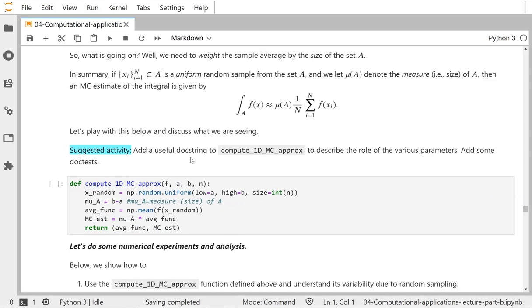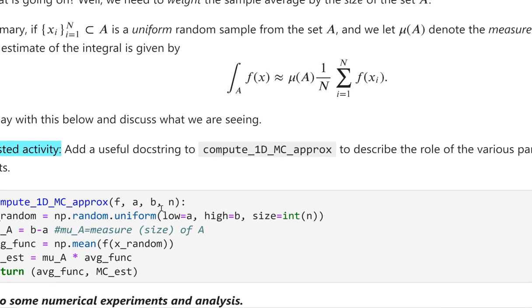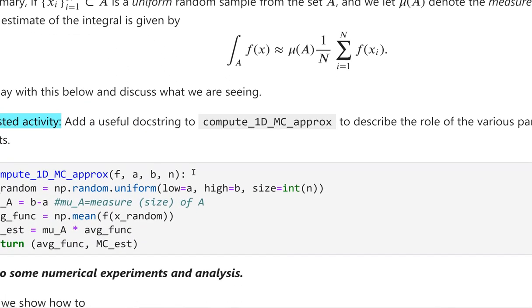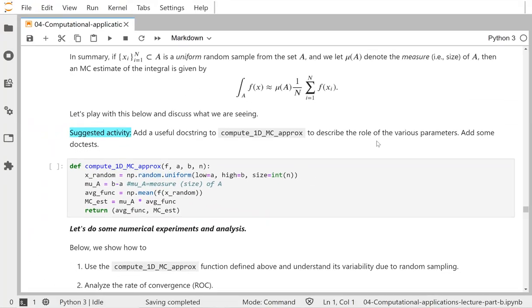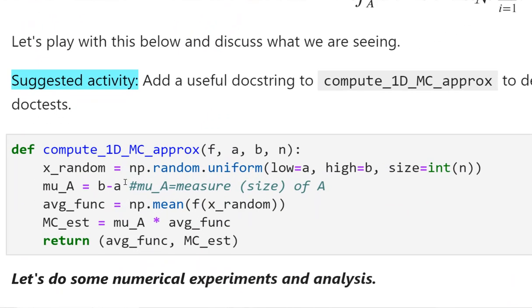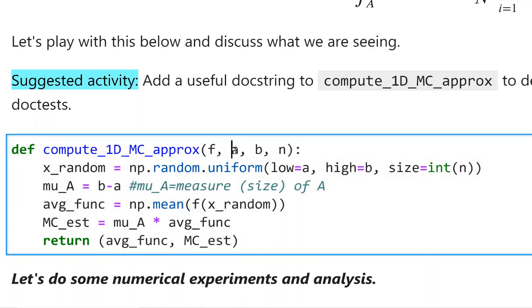So here's a suggested activity. Add a useful docstring to this function, compute 1D Monte Carlo approximation to a function, to describe the role of the various parameters, and add some doc tests. I'll explain kind of what's going on. So for this function, compute 1D MC approx, you give it a function f, a, b, and n. This looks much like what we've seen before, except there's no rules. It's the Monte Carlo approximation.